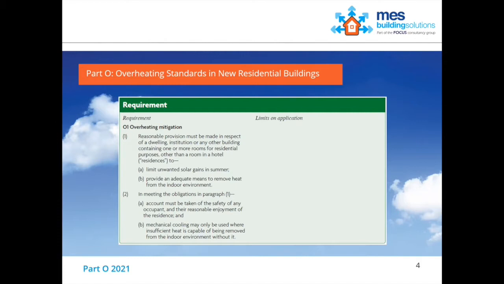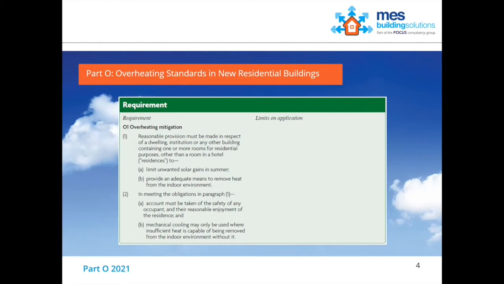And then we have to provide an adequate means to remove heat from the indoor environment. So any heat that does get into our building, we have to make sure that can get out again. And in meeting the obligations in paragraph 1, we have to make sure that we have taken account of the safety of any occupant and the reasonable enjoyment of their residence. So our overheating strategy must enable the occupants of any buildings to be safe within that building, and to make sure that it doesn't create too much noise, pollution and things like that.